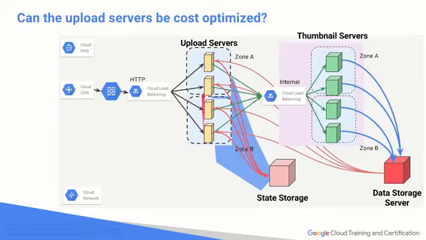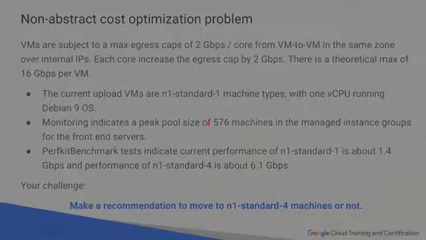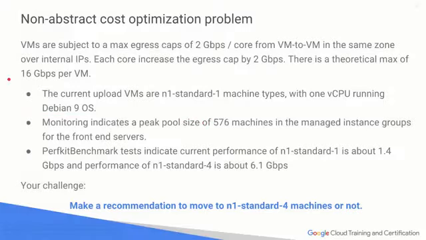So here's a quick review, right? Can we actually optimize these upload servers by reducing the quantity and increasing the number of cores? So here we are. In this case here, the current upload VMs, they're N1 Standard 1s. They're one CPU running Debian 9 OS, so it's a free OS. In this case here, our monitoring peak pool was maxed out about 576 machines. So we have to kind of use that as our standard.